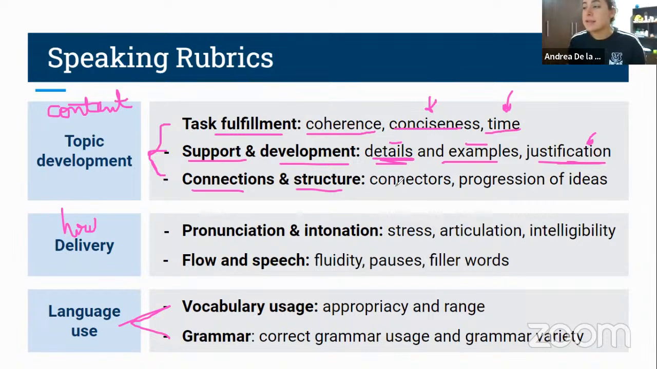However, since... So using connectors, showing the flow of ideas, making sure that they are related, that you're not starting to talk about running and then you talk about music, right? If they don't have anything to do with each other, then what's the point? So that is basically the content. That's what they want, right? They want your response to be logical, to be concise, to be on time, to be well supported, to be well connected and well structured. Okay, guys? Any questions so far?